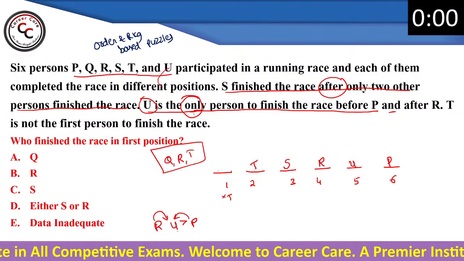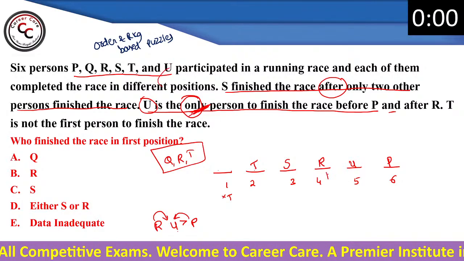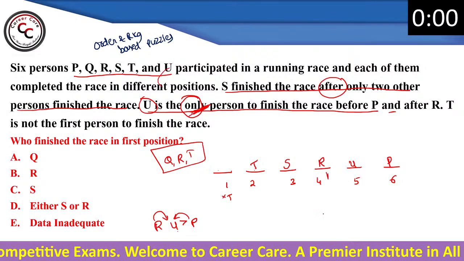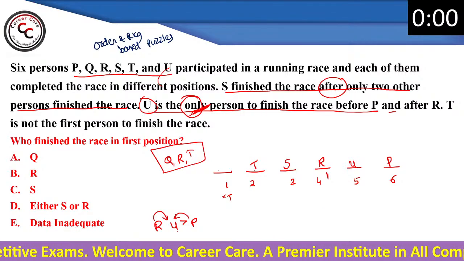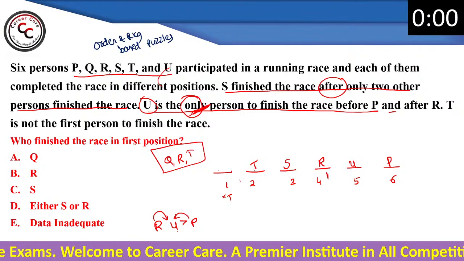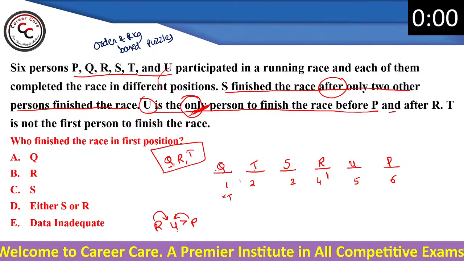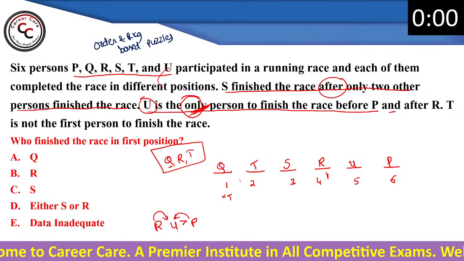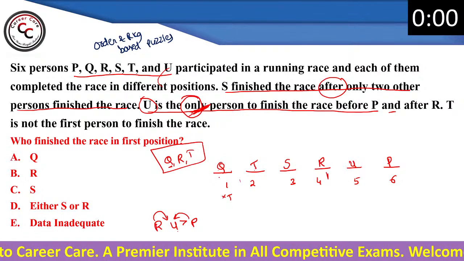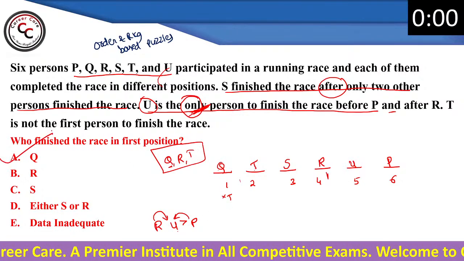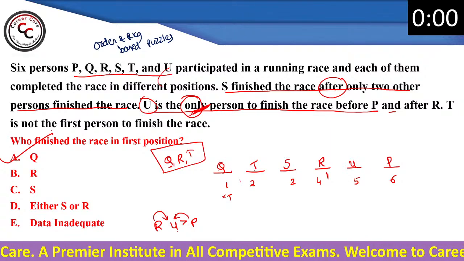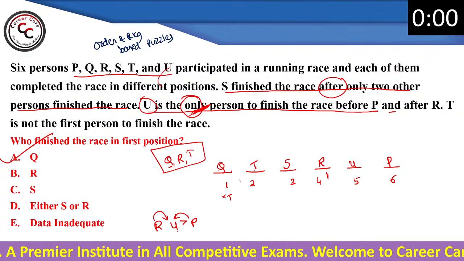Right? As the keyword only is present, that's why I'm putting the person called R in fourth place. Right? Now here, who is missing? R and T I have got. Who is missing? Q is missing. So Q you can put in first place, no problem. Right? So here, who has finished the race in first place means definitely you can say Q has finished the race in first place.